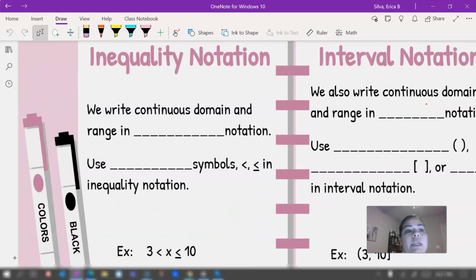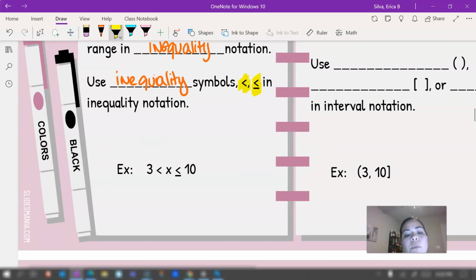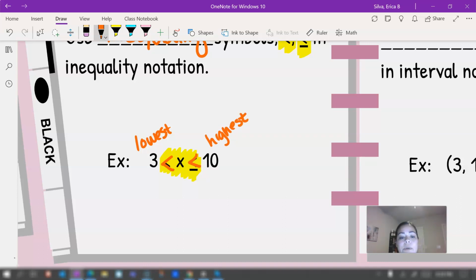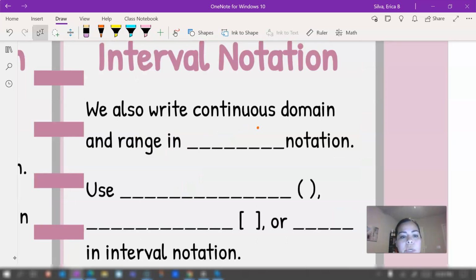All right, so we use inequality notation when we have a continuous graph. Now when we use inequality notation, that means we're going to be using our inequality symbols. Now the reason I put only these two symbols is that when you write domain and range in inequality notation, it's always going to be in this form where we have the lowest on the left side and the highest number or value on the right side. So if that's true, then our inequality symbols will always face the same direction. The only thing that will be changing is x if we're talking about domain and y if we're talking about range.